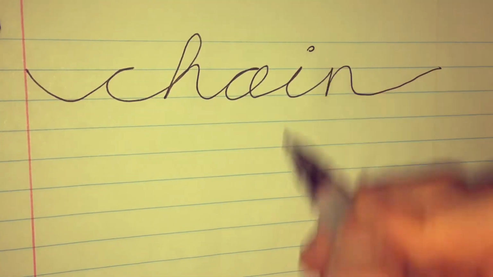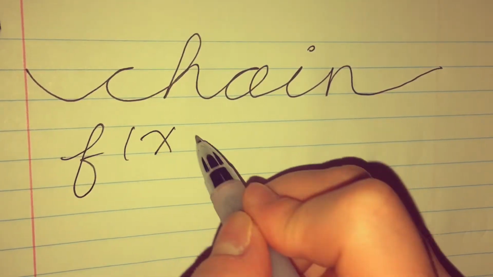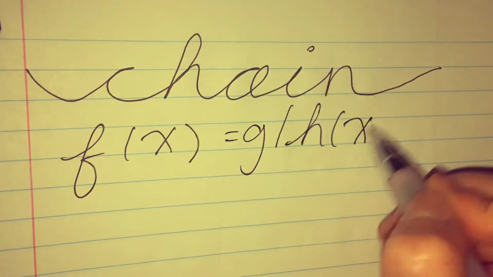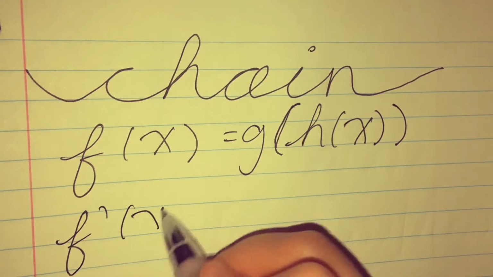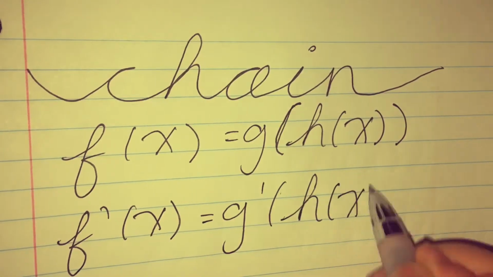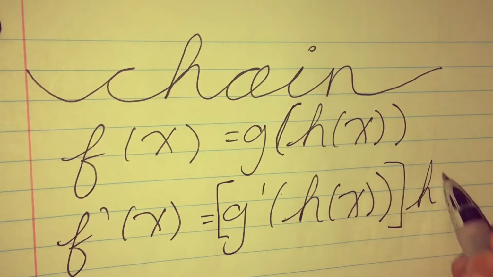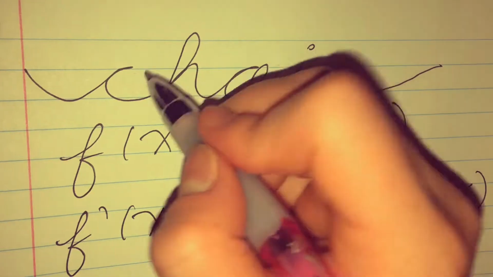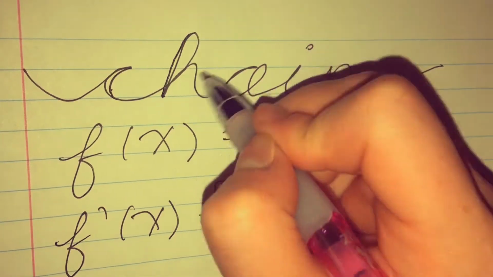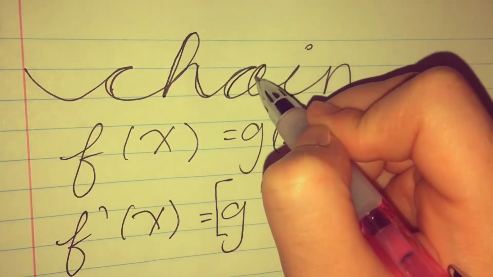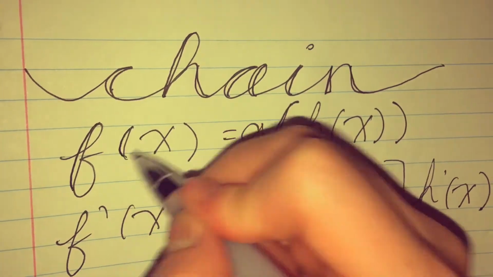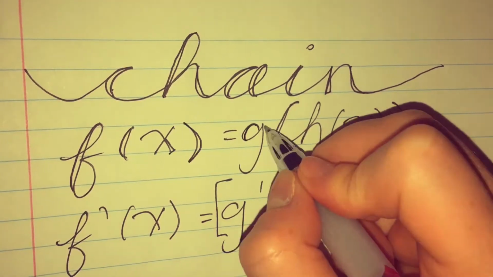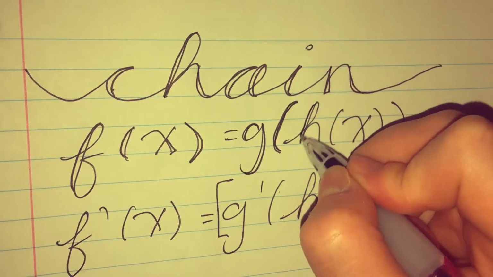The chain rule. If you have a function f of x equals g of h of x, then the derivative of that function is f prime of x equals g prime of h of x times h prime of x. This rule indicates that when you have a composite function, the derivative is the derivative of the outside function with the original inside function multiplied by the derivative of the inside function.